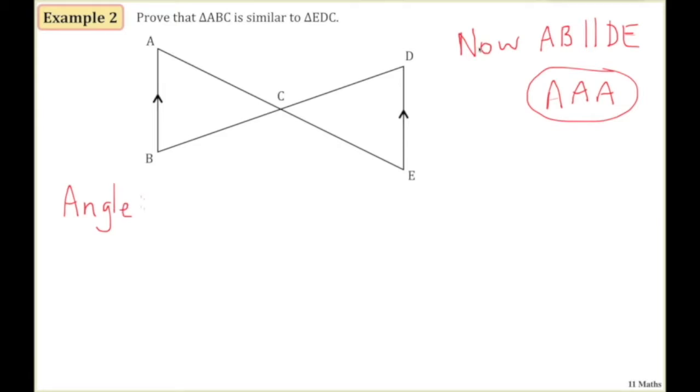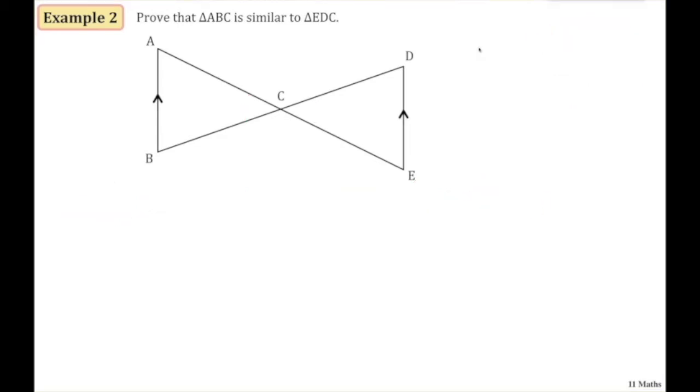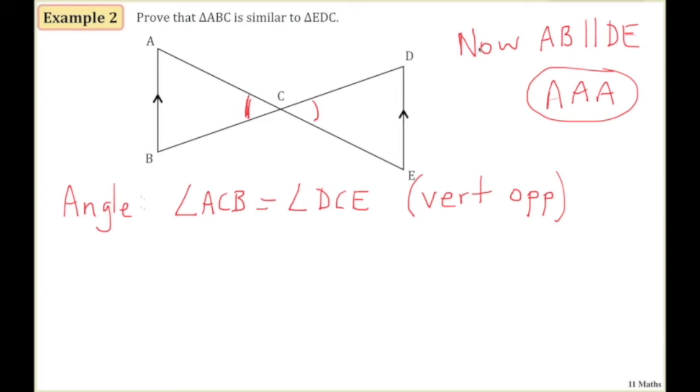So if I do this, let's go angle ACB equals, angle ACB is this angle here, equals angle DCE, it's this angle here, and then our reason is because they are vertically opposite. So there's our reasoning. Let's try and find a different angle.